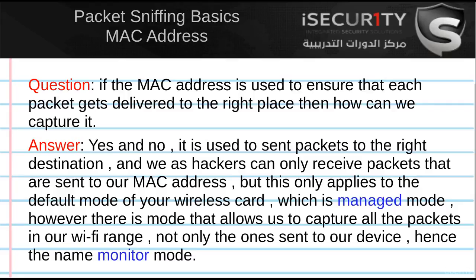So from the previous video, we know that MAC addresses are used to ensure each packet goes in the right direction. So it goes from the source to the destination MAC, which is specified in the packet. If the MAC address is used to make sure that each packet gets delivered to the right person, how can we capture it? Because I said in the first video that we can sniff those packets, capture them, and read all the information that is in these packets.